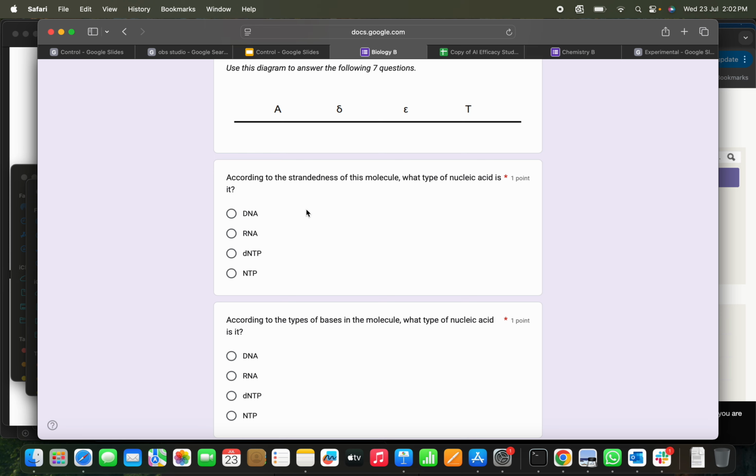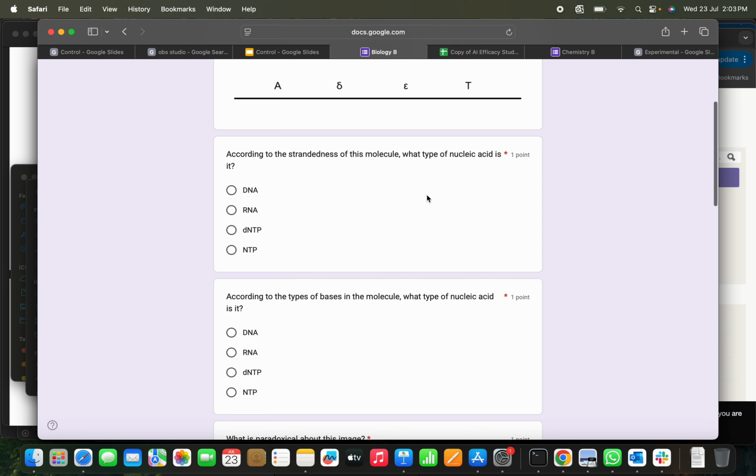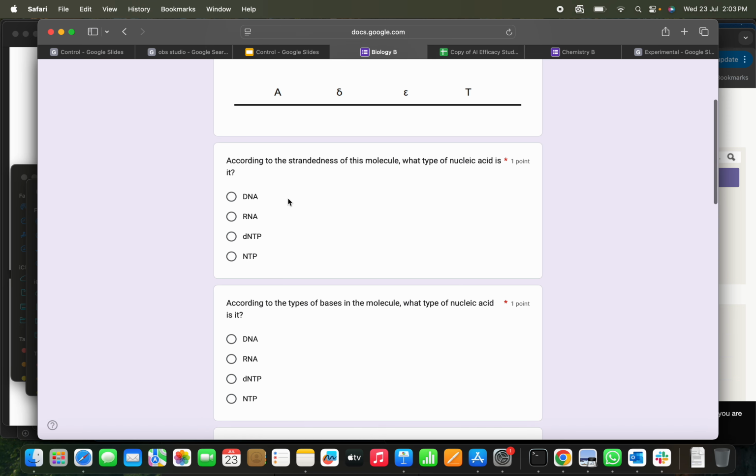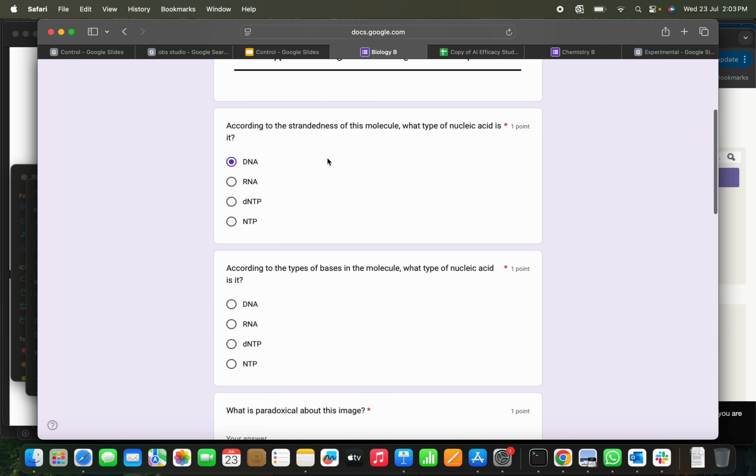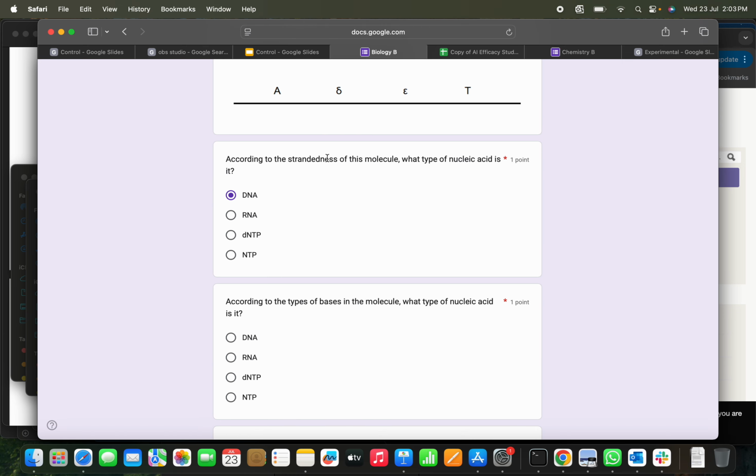According to the strandedness of this molecule, what type of nucleic acid is? What type of DNA? Okay, the type of bases, strandedness. So I think there's something related to the strandedness of this molecule, the type of base in the molecule.